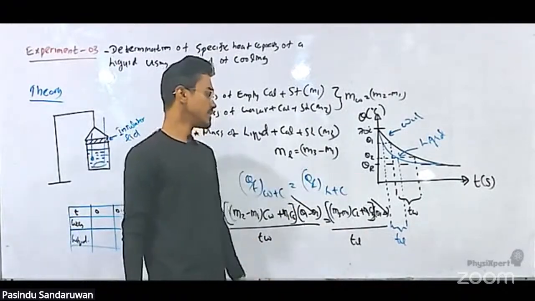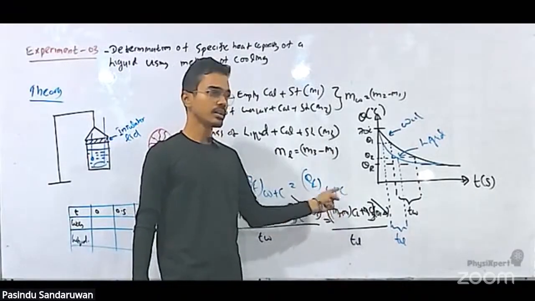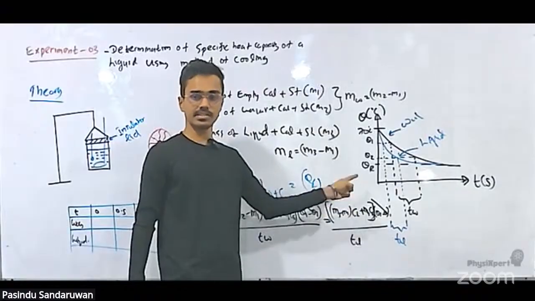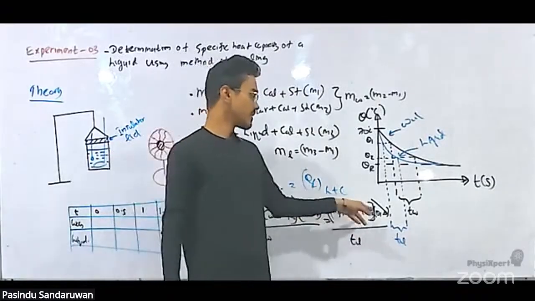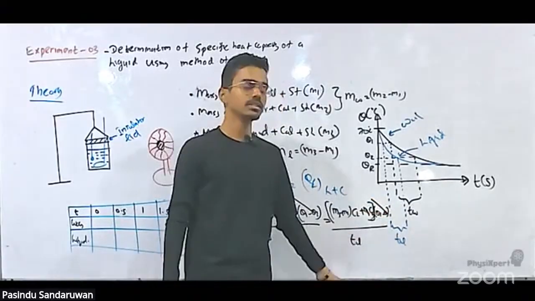Same thing on the other side. For liquid, mass of liquid is M3 minus M1, into specific heat capacity of liquid CL plus calorimeter M1 into CS, brackets theta 1 minus theta 2 over TL.